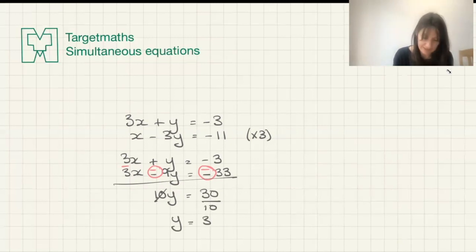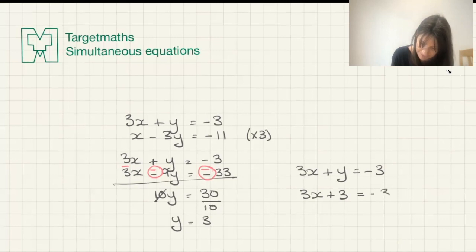Okay, I'm just going to clean that little bit of working out the way. Okay, I'm going to choose the top one because the y is positive and it's on its own, so it makes it a very easy one to work with. So 3x, my y is 3, and it equals minus 3. Okay. So hop, going to land is minus 3.